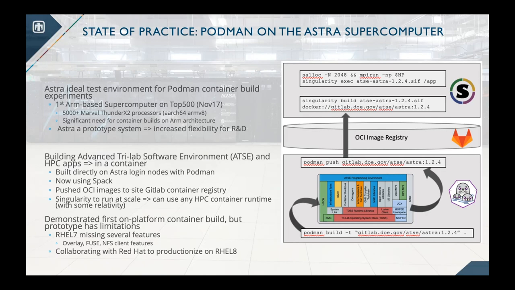And then I can use other container runtimes, such as Singularity, for instance, to pull that image down and run it at some significant scale. I'm showing an example here with our ATSI programming environment. We're now moving towards Spack and gaining some of those features as well. And we can build these OCI compliant images. This is really, really important for a lot of our use cases and our user base.